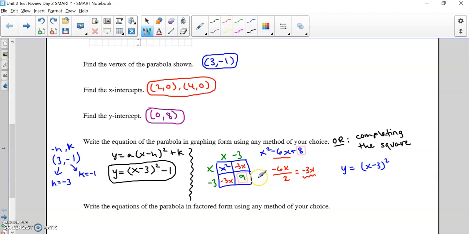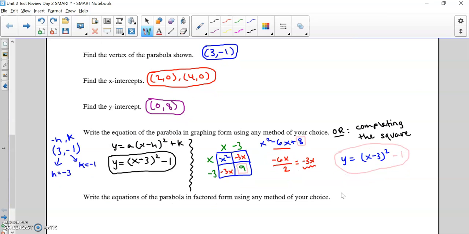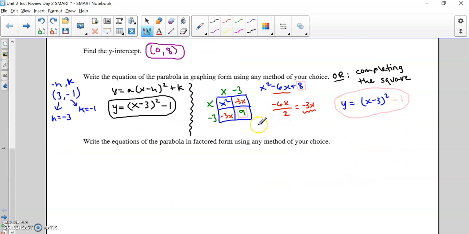Okay, so to get from 9 to 8, we have to subtract 1, and so that's what I will put in my equation. All right, and that is the longer way to find the graphing form of a quadratic. All right, I guess I'll write that here.